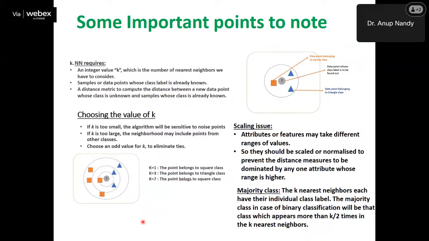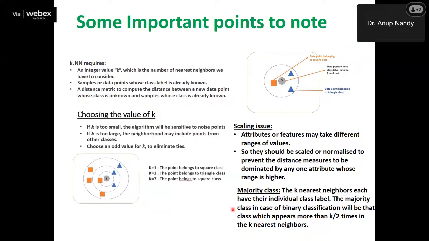We take an integer value k, which is the number of nearest neighbors, and the samples or data points whose class label is already known. You have to calculate the distance matrix to compute the distance between a new data point whose class is unknown and a sample whose class is already known. If k is too small, as I already explained, the algorithm will be sensitive to noise points. If k is too large, the neighborhood may include points from other classes.